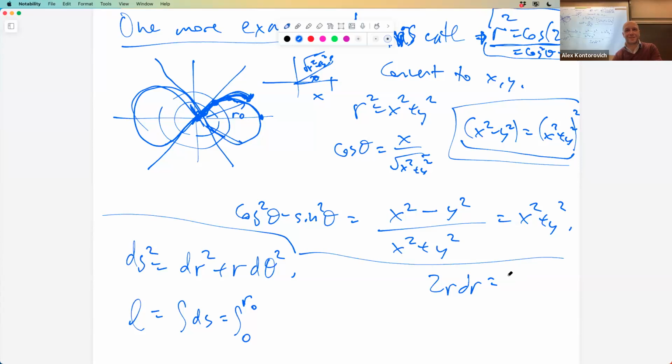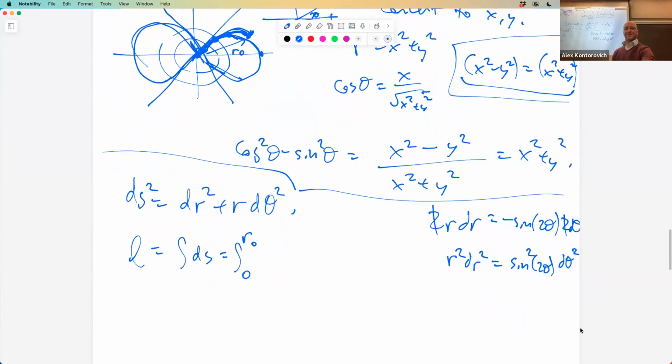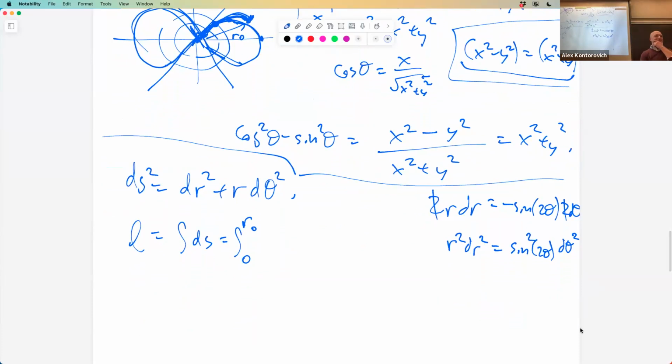What did you guys get? Negative sine of 2 theta, chain rule 2 and d theta. So we can cancel the 2's on both sides, and we'll square both sides. So we get r squared dr squared is equal to sine of 2 theta squared d theta squared. Okay, I'll let you continue from there.